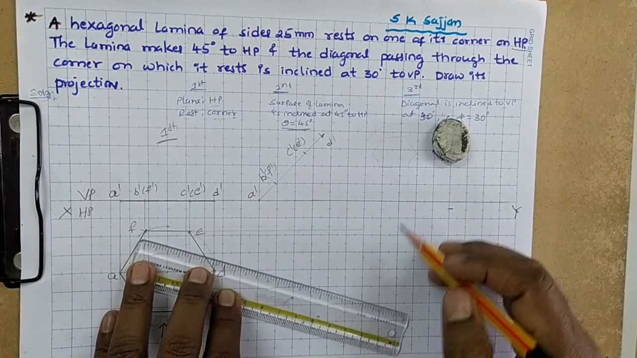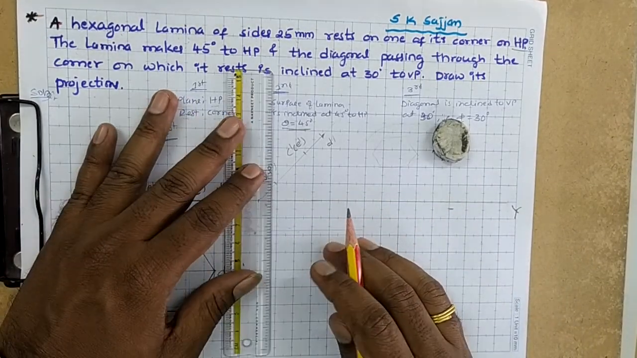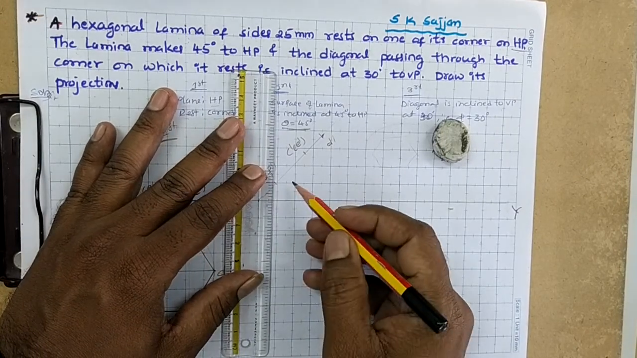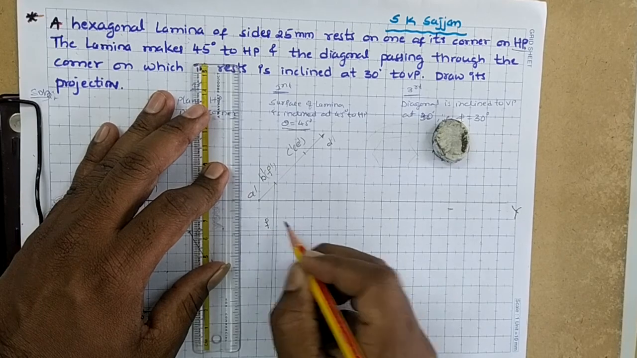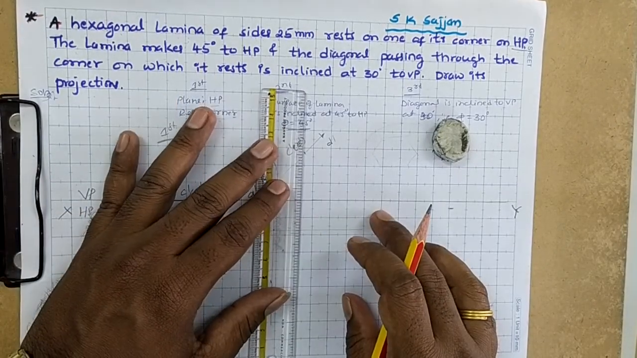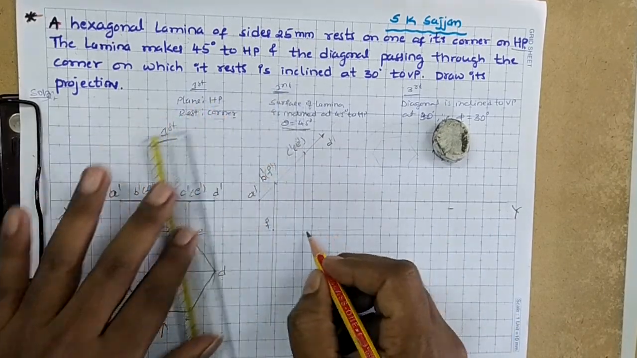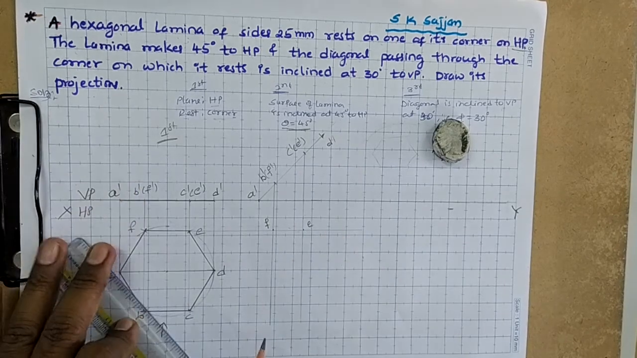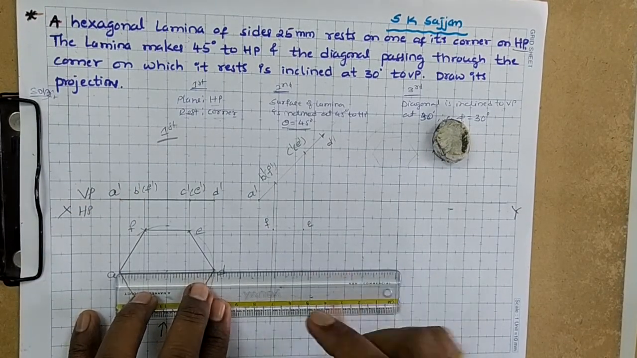On this horizontal line, F and E are there. Where is F? F point is here. Then E. This point is E. On this horizontal line, A and D, two points are there.